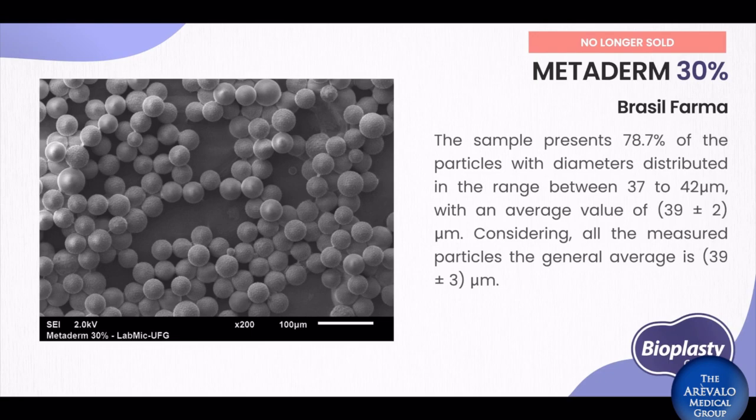Metaderm from Brazil Pharma was discontinued sometime after this research, but it serves us for comparison. The sample presents 78.7% of particles with diameters distributed in the range between 37 to 42 micrometers, with an average value of 39 plus or minus 2 micrometers. Considering all the measured particles, the general average is 39 plus or minus 3 micrometers.